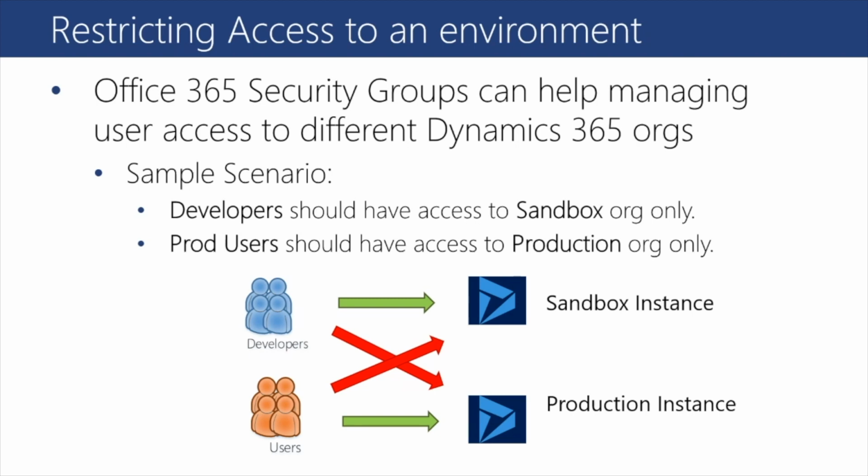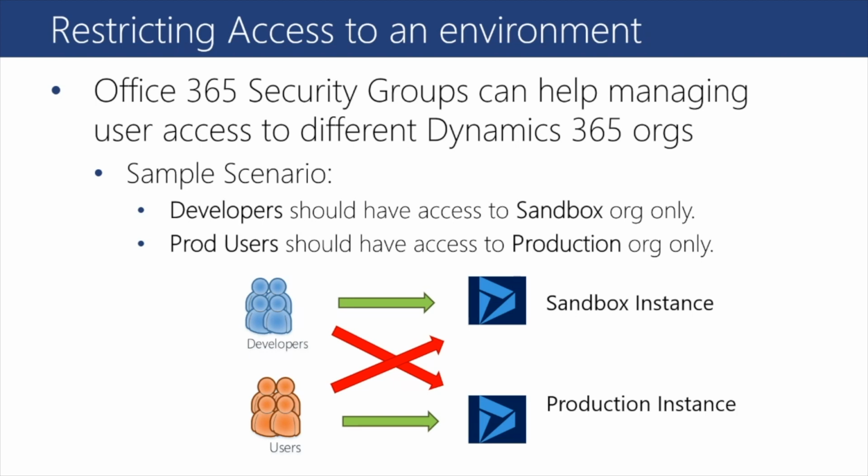A typical example is that development organizations should not be accessed by your end users, because it's just under development, it can create confusion, it can create data corruption, whatever. So only developers should access this information, right? And vice versa, developers should not directly access the production organizations. This can be achieved by setting up these groups in Office 365. You can add users to these groups, and you assign these groups to instances.